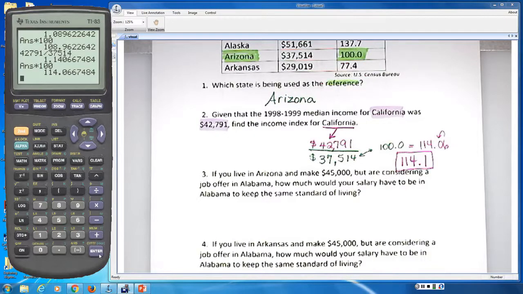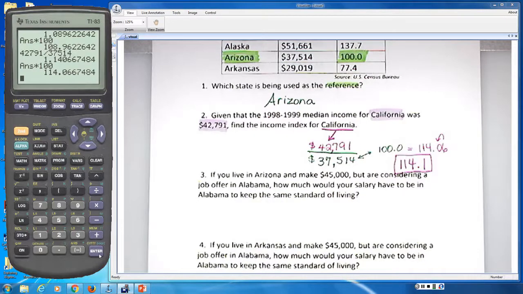Now here's a slightly different question. It says if you live in Arizona and you make $45,000, but you're considering a job offer in Alabama, how much would your salary have to be in Alabama to keep the same standard of living? That's a very different question from what we've considered up to this point, which is why I wanted to work through this one with you. Let's talk about this.